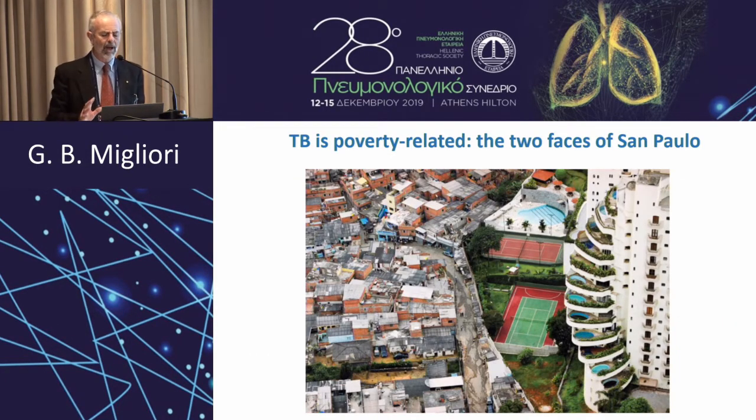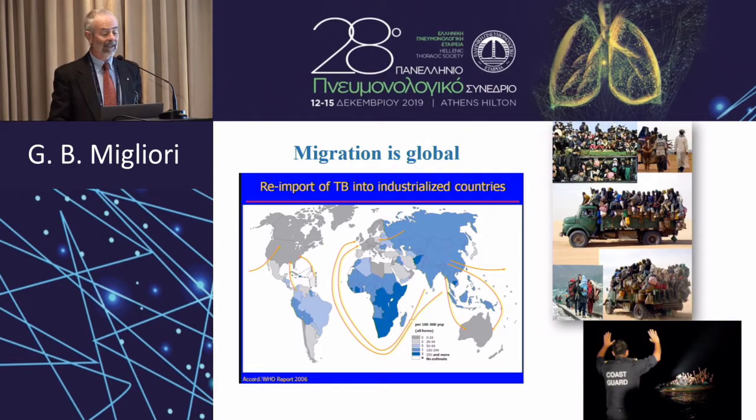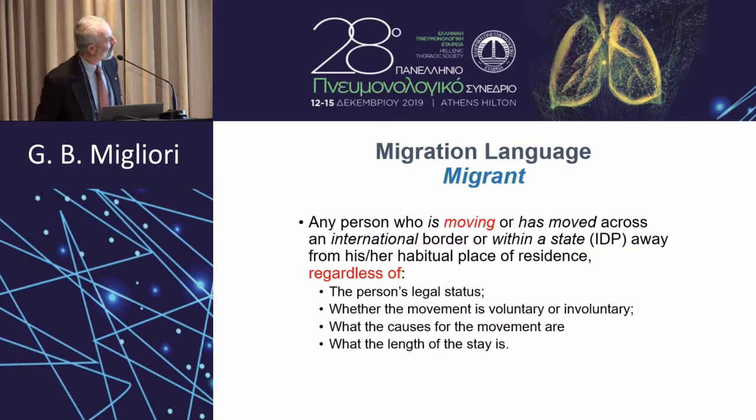This is a famous picture from Sao Paulo, no? So from here we have the rich people, probably very little TB, and on the other side of the wall, probably we have a lot of TB, right? And migration and poverty are interlinked, and migration is global. So we have migration ever since the beginning of human beings, and we will discuss more, but that's really a big problem.